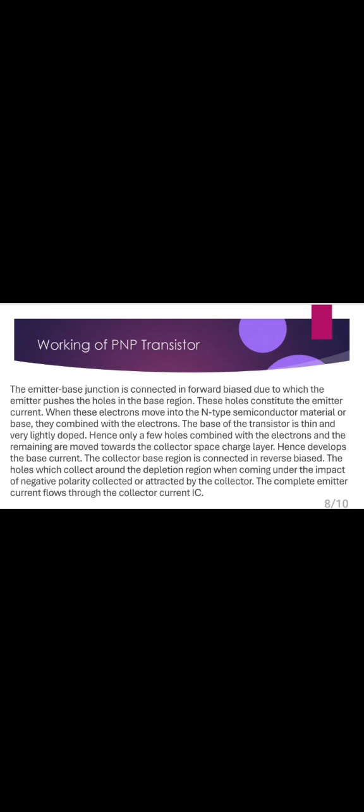Now next is the working of the PNP transistor. This is a figure of the PNP transistor. The emitter base junction is forward biased by DC source voltage VEE. Thus, the depletion layer at this junction will be reduced. The collector base junction is reverse biased, so the depletion layer is large, as shown in the figure.